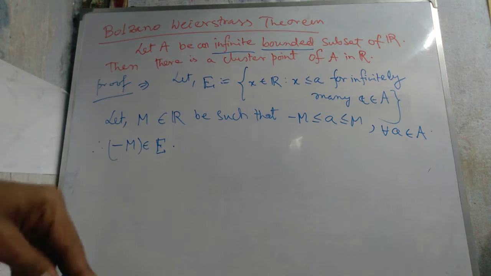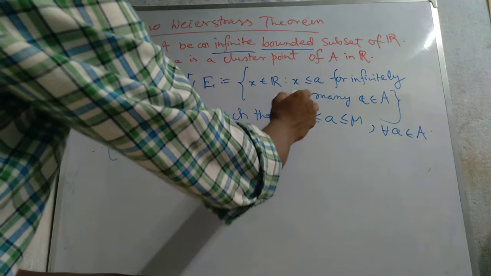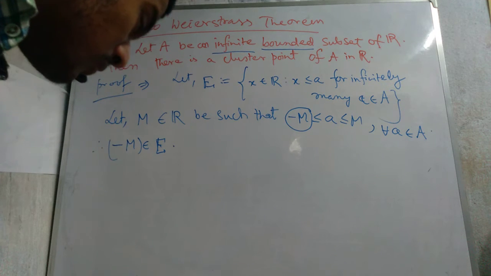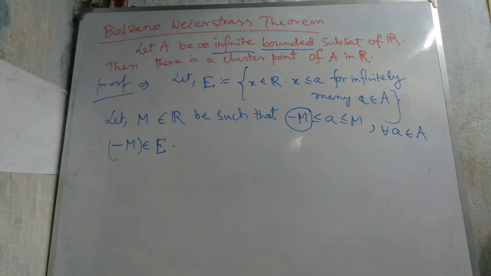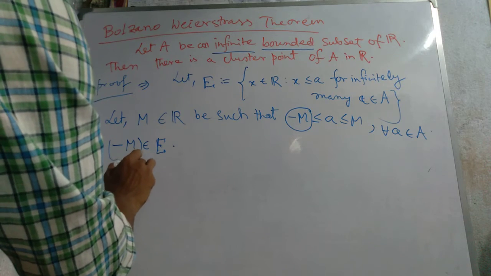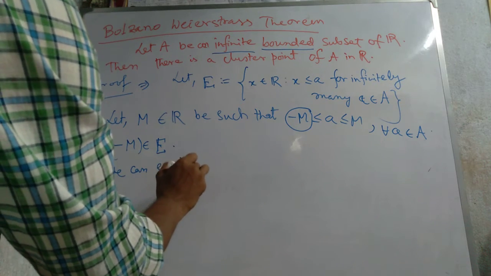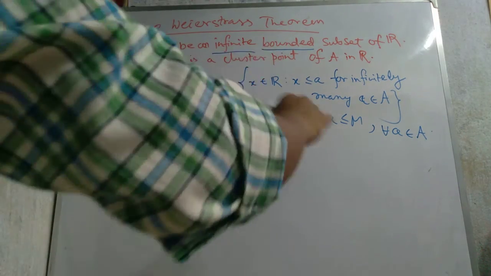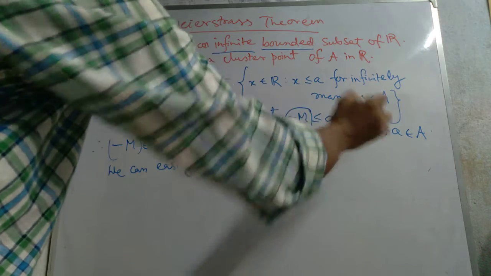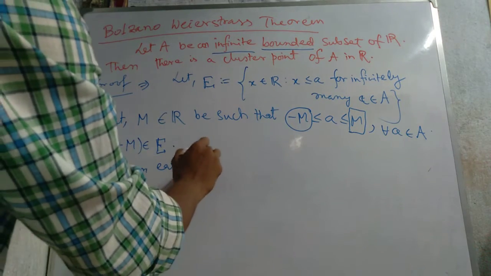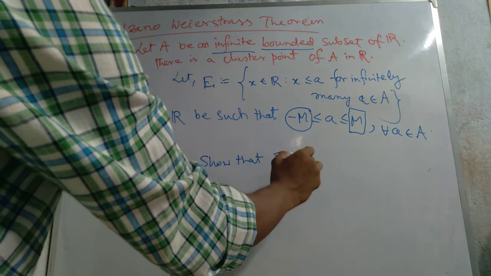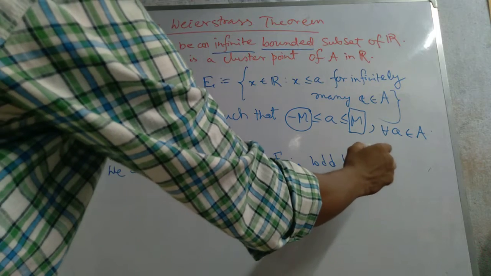Okay, because -M ≤ A. Then we can easily show that E is bounded by M. We can easily show that. This one is so simple: x ≤ a, those types of x. That means this one is obviously less than or equal to capital M. So we can easily show that E is bounded by capital M.